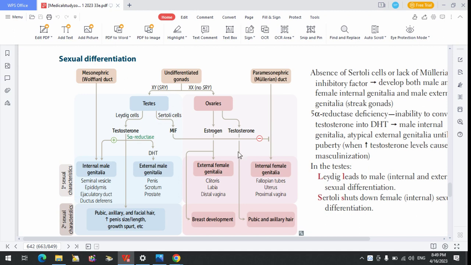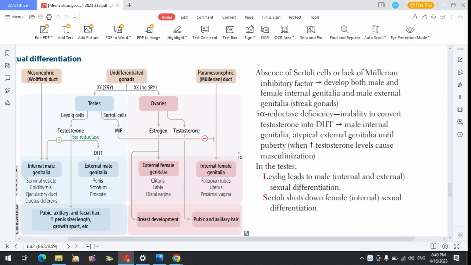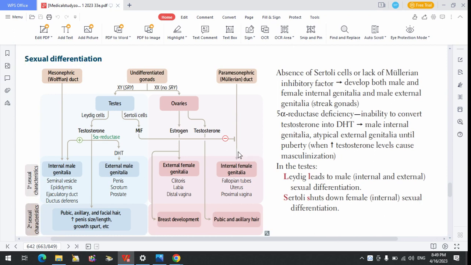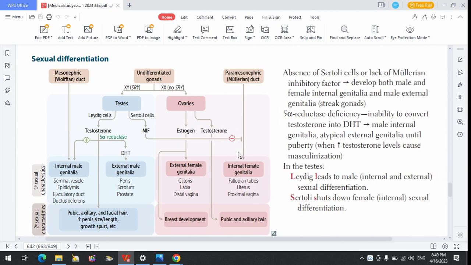I don't know if inhibin A exists. Does it have anything to do with the organ formation? No, it's just spermatogenesis.